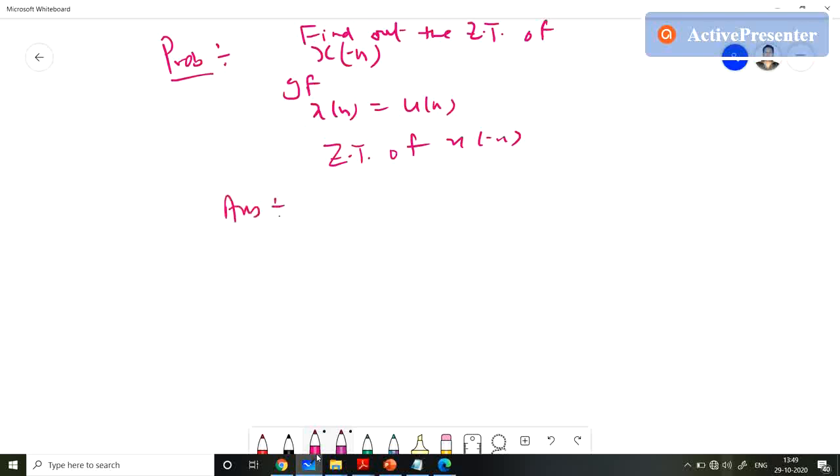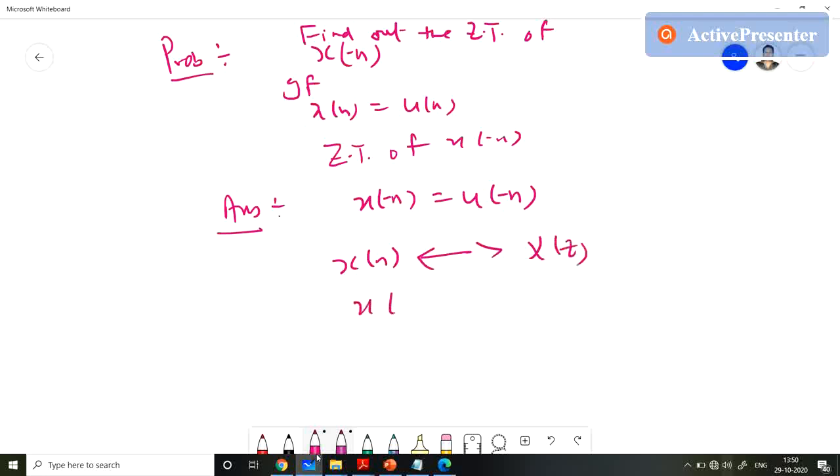So the solution of this problem: x[minus n] is nothing but u[minus n], and we can apply the time reversal property. According to this property, if x[n] has z transform X(z), then x[minus n] should have the z transform X(1 divided by z). This is the time reversal property. And if the ROC is R, then the ROC of this is 1 divided by R.